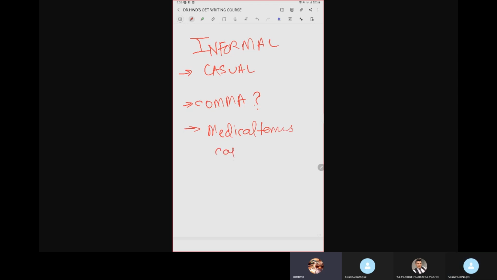We'll be doing capitalization, and then at the end, we'll also be learning some difficult words, difficult words which are to be learned by you for your letter writing. So first, let's start with the informal and casual words.